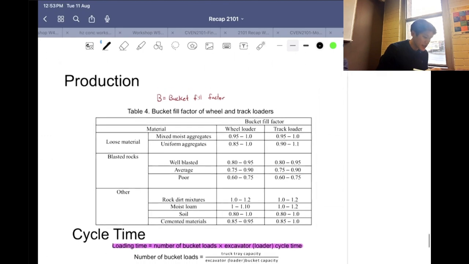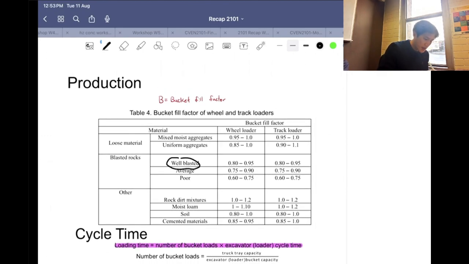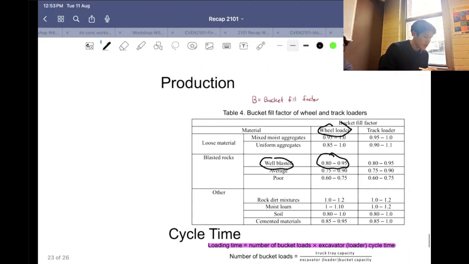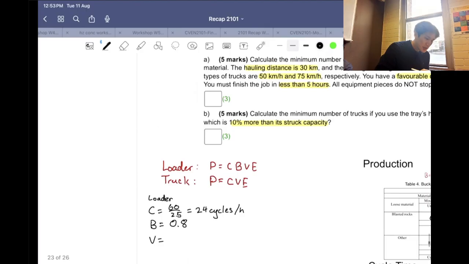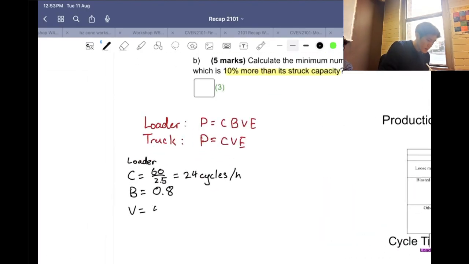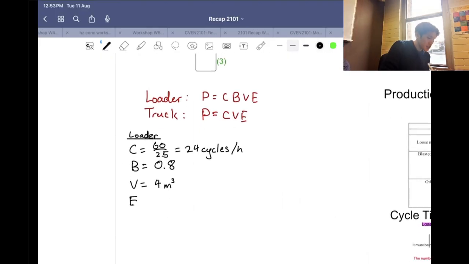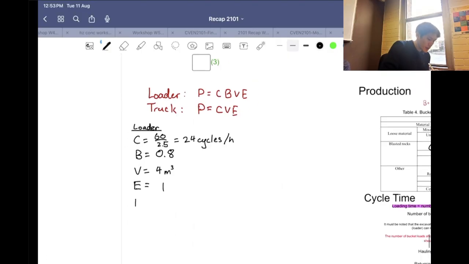So they said it's well blasted, and the bucket fill factor for a wheel loader is anywhere in between this range. I just picked 0.8 because that's a nice number. So 0.8, and then we look at the volume. They told us it was 4 meters cubed. That's for your loader. And then the efficiency, they didn't mention in the question, so you just assume it's 1. So for the loader, the production is 24 cycles per hour times the 0.8 factor times 4 times 1, which gives 76.8 LCM per hour. Any questions so far?